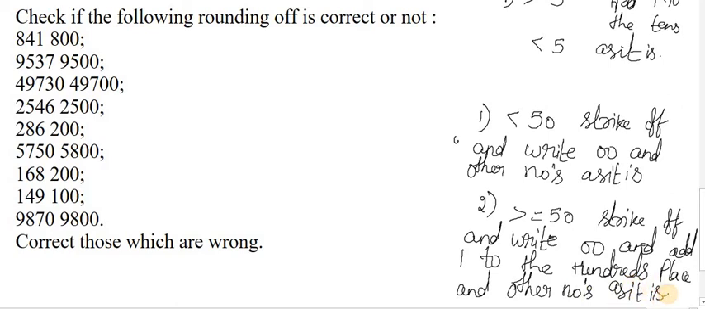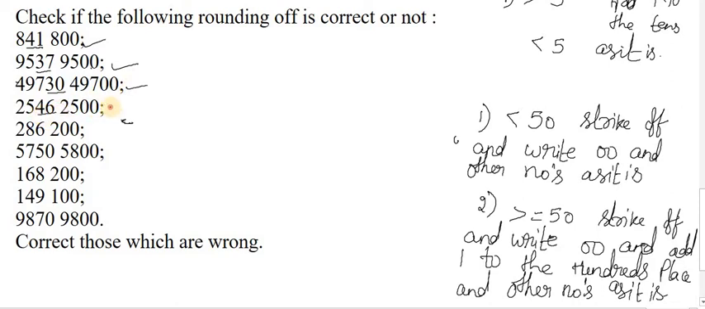Now coming to this 841. So we are going to consider the two digits, that is 41. It is less than 50, so we will strike off and write 0. So this is correct. And here the last two digits are 37. It is also less than 50, so 9500. It is also correct. And here the last two digits are less than 50, so 49700. So this is also correct.